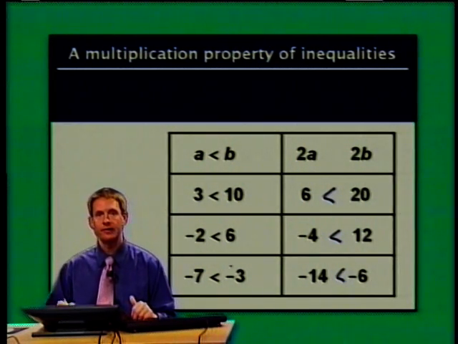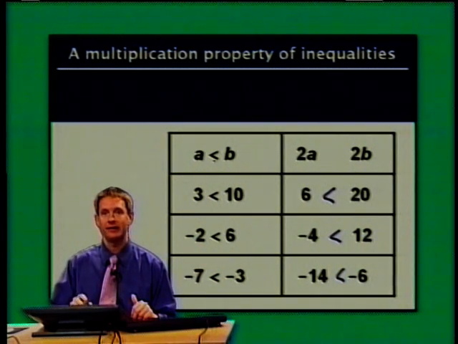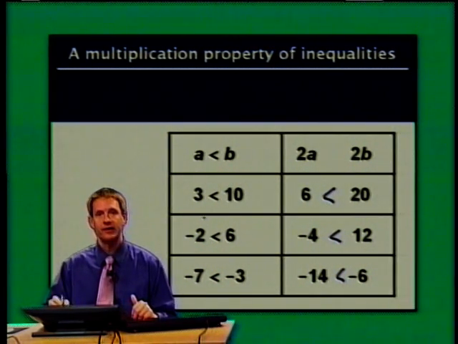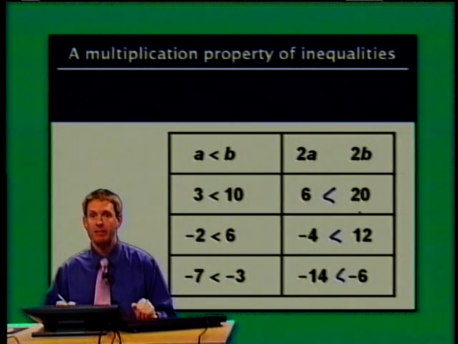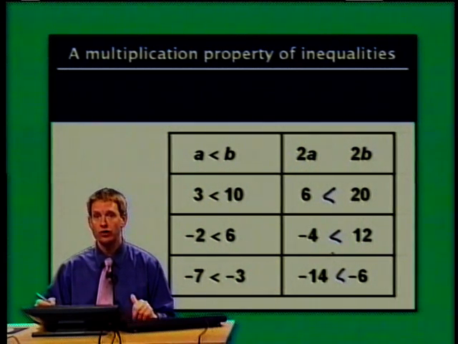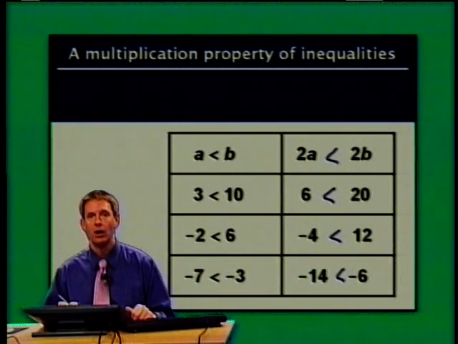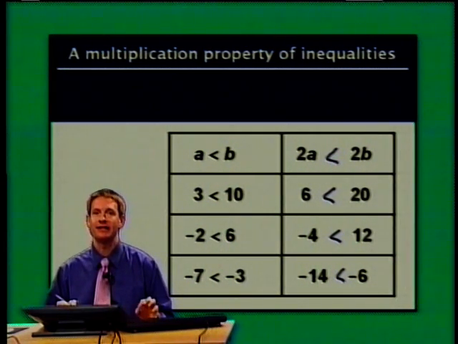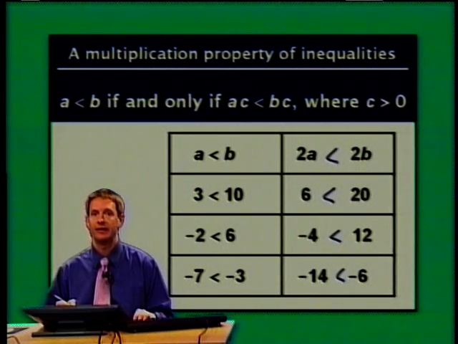In all three cases, I started with the relationship a is less than b. In all three cases, when I multiply both sides of the inequality by positive 2, I ended up with a less than symbol. In other words, 2a is less than 2b. Multiplying both sides of the inequality by positive 2 is not changing the sense of the inequality. This is an example of the positive multiplication property of inequalities. a is less than b if and only if a times c is less than b times c. This is at least true where c is greater than 0.